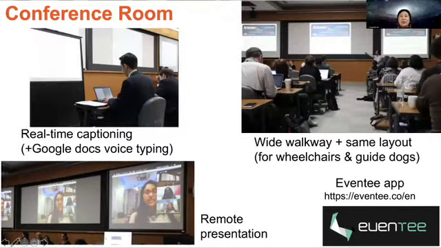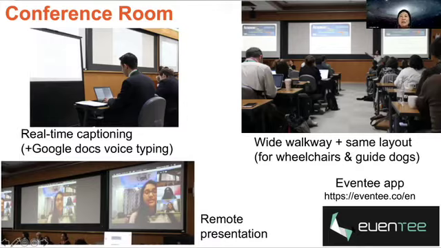At the conference room, we provided real-time captioning. Real-time captioning was helpful not only for hearing impaired people, but also non-native speakers of English. We also tried to provide free captioning using Google Docs voice typing, but we concluded that it does not work for the international community. For example, I have a Japanese accent, and many non-native speakers of English have their accents. It looks difficult for Google Docs to write down correct words.